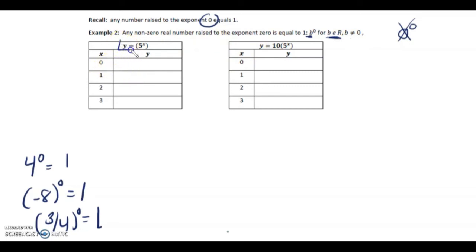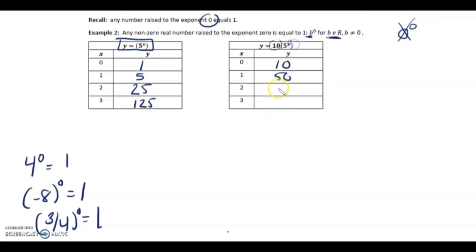Okay, so if we have the equation y equals 5 to the x, we're going to have 1, and then 5, 25, and 125. Okay, now what about 10 times 5 to the x? And then we're going to draw a conclusion from here. If we plugged in 0 here, we'd get 1, but then times 10 is 10. And then if we plugged in 1, we would get 50. Then if we plugged in 2, so 5 squared, and I'm just double checking.